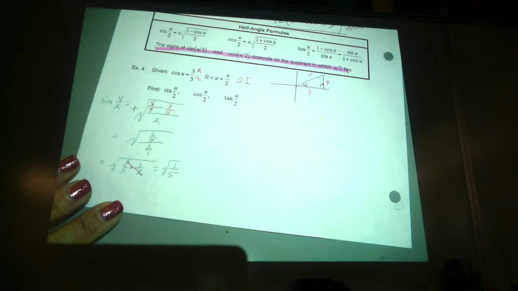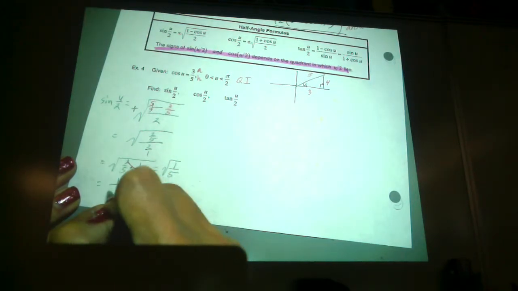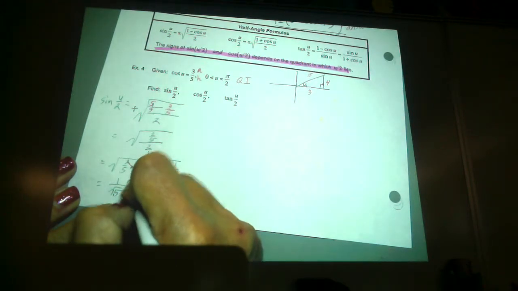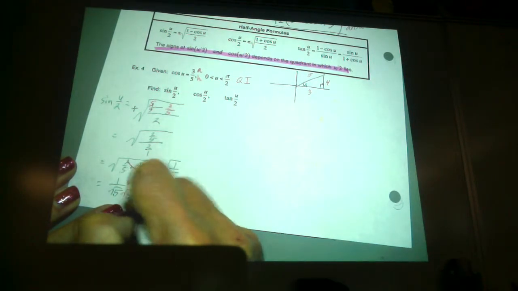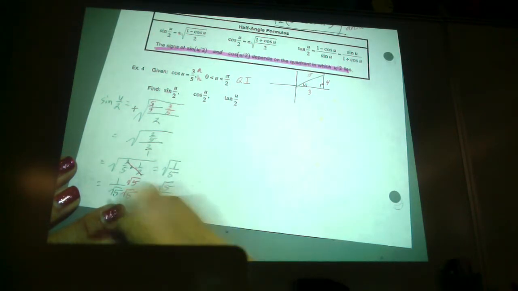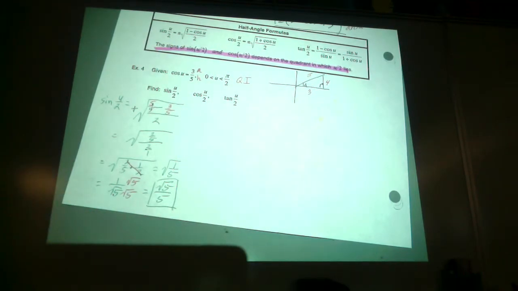Can I have a fraction under the radical? No. What's the square root of 1? 1. And I can't take the square root of 5. Can I have a radical in the denominator? No. You do have to rationalize. So rad 5 over rad 5. So your final answer is square root of 5 over just 5. And it is positive because our half angle does end up being in quadrant 1.